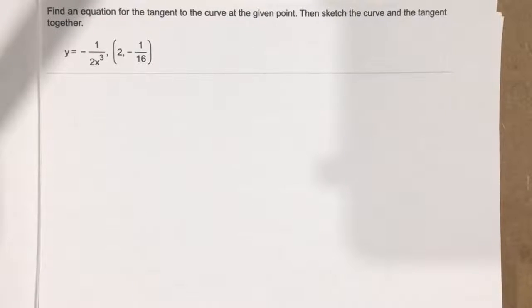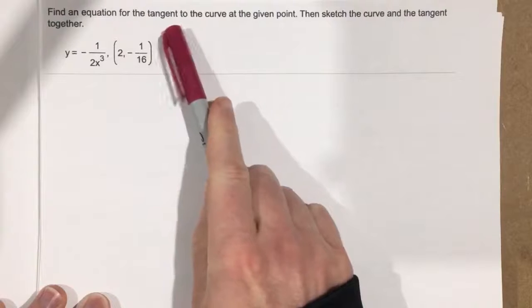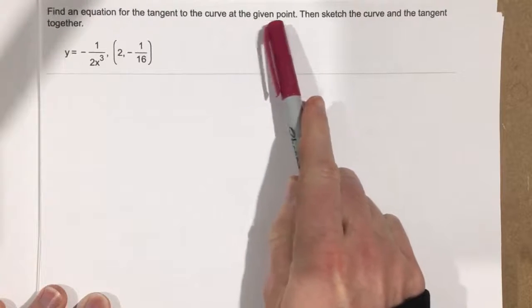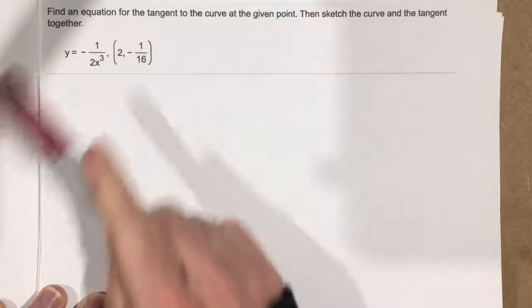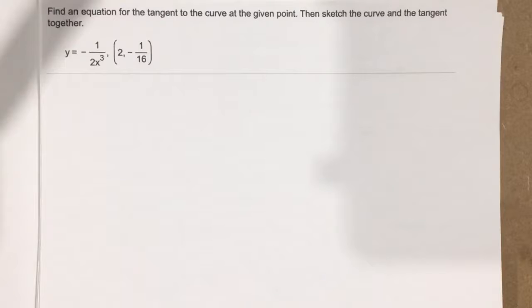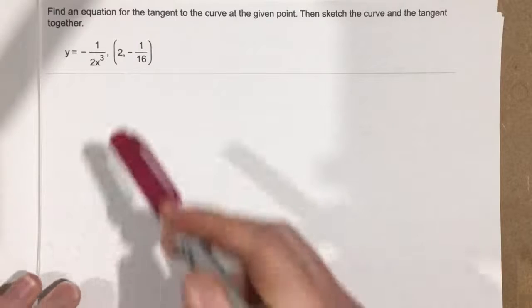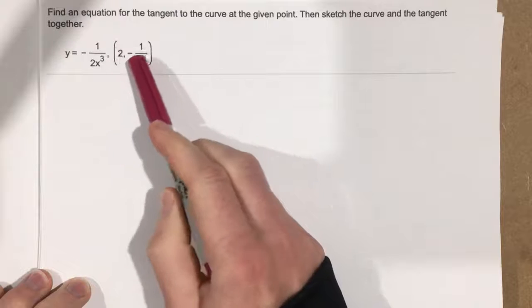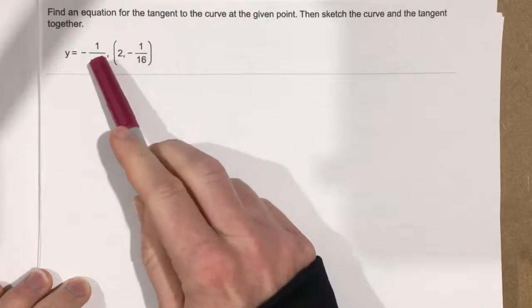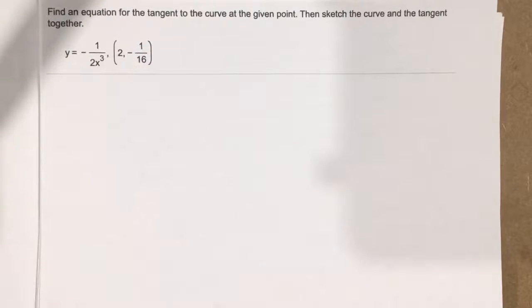This is problem number 2 from section 3.1. In this problem it says find an equation for the tangent to the curve at the given point, then sketch the curve and the tangent together. So they want us to find the tangent line that touches this point. In order to find that tangent line, we need to find the slope first.